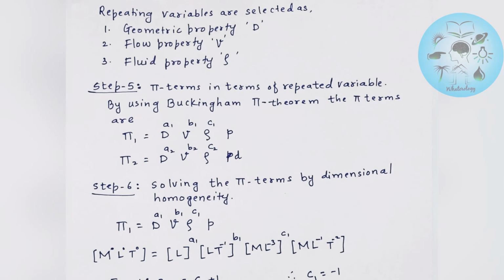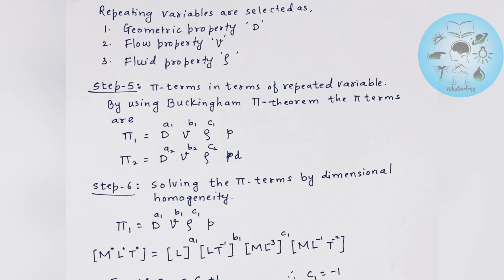So these are the definition of properties as stated on the screen. So we have selected the 3 repeating variables from these 3 properties, that is capital D, small v and rho. Suppose there are only 2 properties available in your problem statement, maybe 2 geometric properties and 1 flow property, and there is no fluid property, for example.